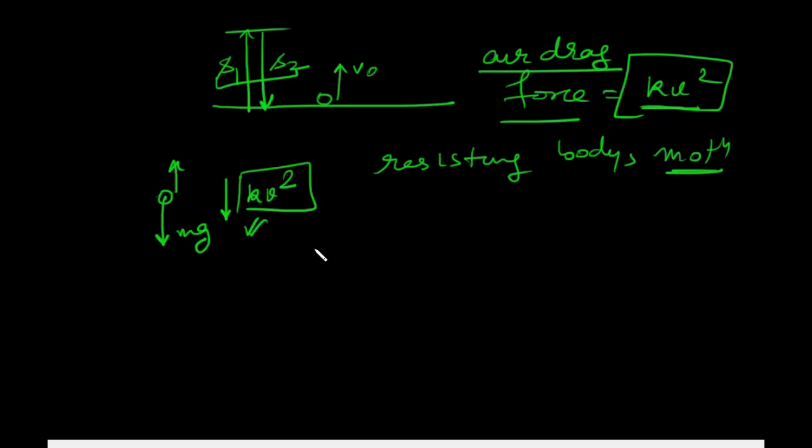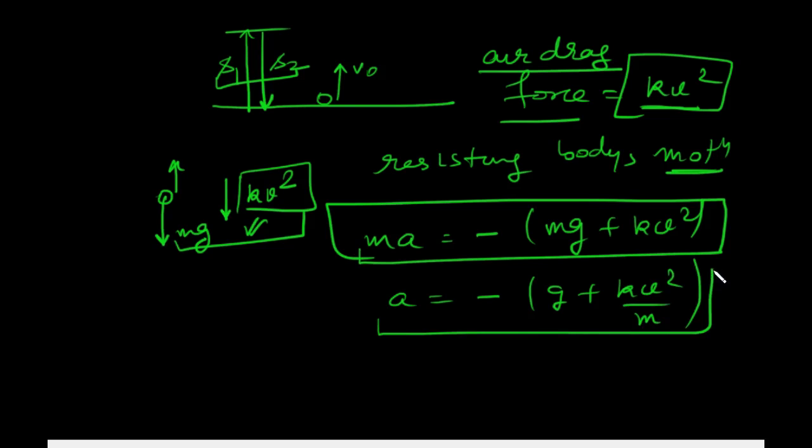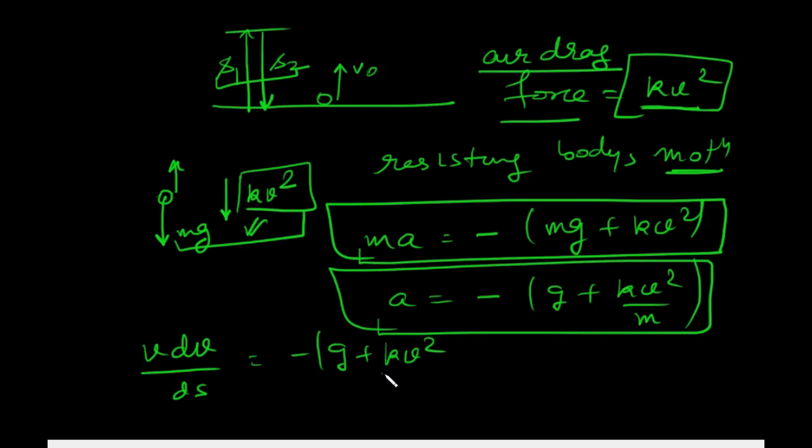So what will be the force of air drag? kv square. And the total of these forces will cause a deceleration. Since the deceleration is there, A will be negative. The total A is negative because of deceleration. What is ma? It equals minus of mg plus kv square. Now this is the equation of motion. So we divide by m, we get A equals minus of g plus kv square by m. This is the first equation. Now what do we do? A equals v dv by ds. We know that it equals minus of g plus kv square by m.